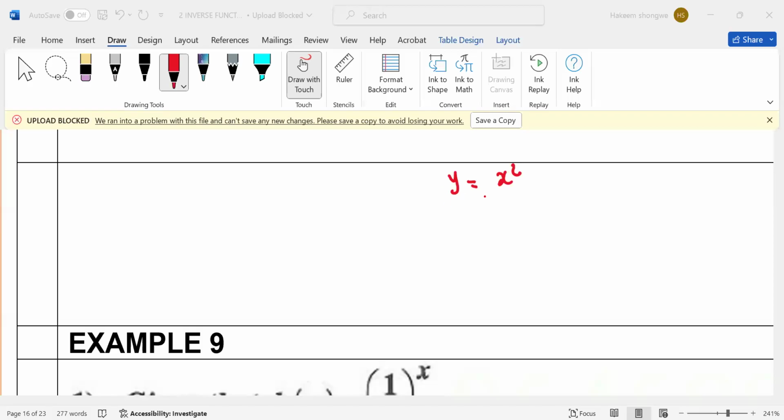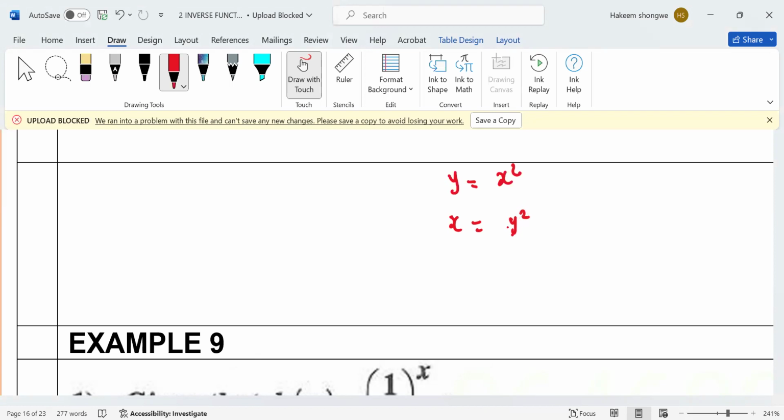Give you this one and then say the inverse. What did you do? You swap, you change x and y. So what are you going to have here? x is going to be equal to y squared. Now, you do have a base and an exponent, okay? But the exponent is a number. Can you see that? Okay?